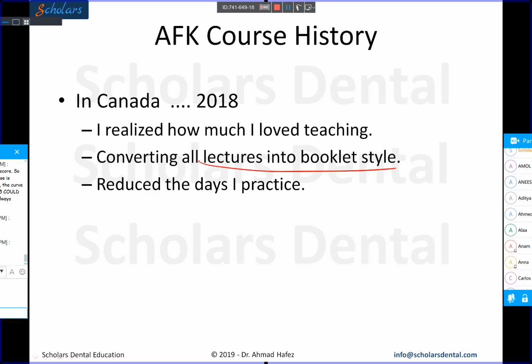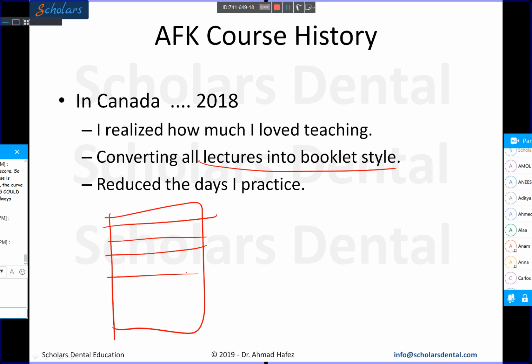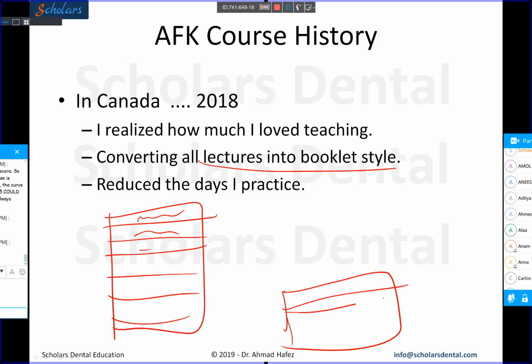So if you notice, other courses may have this huge pile of books, right? Like this huge pile of books. This is the back of the book, really, like a large pile. And our books look like this, right? And why is that? Some people ask me, how come other courses may have more books?